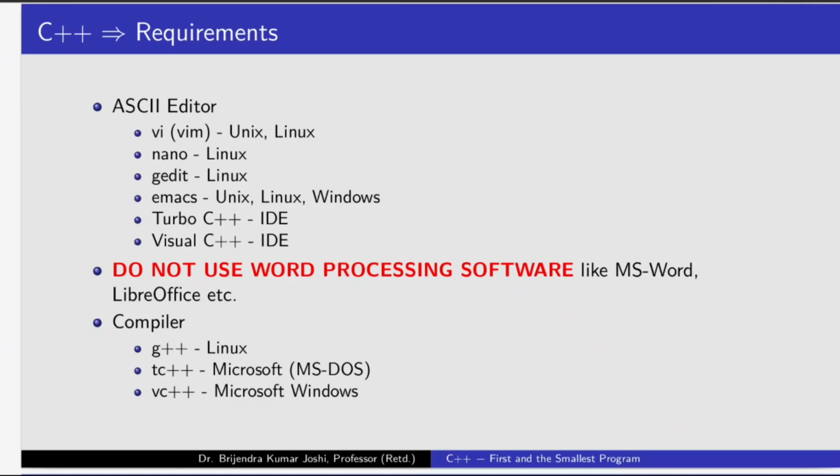Then comes the compiler. Under the Linux operating system, we have G++ as the default compiler to compile C++ programs. Many times, G++ is not installed by default. One has to install it under Linux using various mechanisms. Turbo C++ is for 16-bit MS-DOS from Microsoft Corporation. Visual C++ is the compiler by Microsoft for the Microsoft Windows operating system.